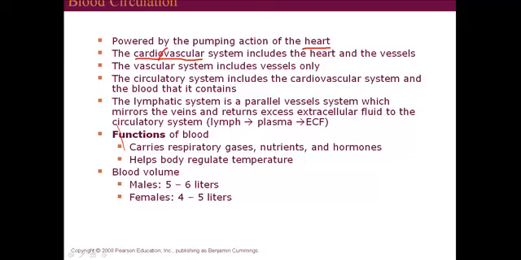The functions of blood: it carries respiratory gases such as oxygen and waste gas, which is carbon dioxide. It carries nutrients, it carries hormones, and other proteins. It also carries the immune system, and it helps the body regulate its temperature. So the blood volume in males is about 5 to 6 liters. A liter is about a quart, approximately 1 quart. 1 liter. That's approximate. And females 4 to 5.